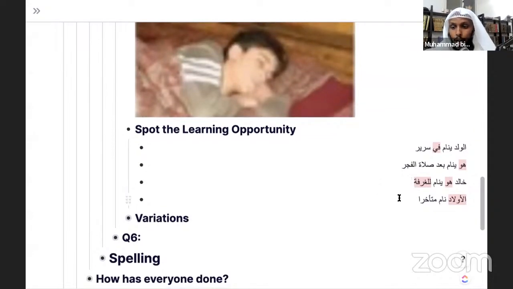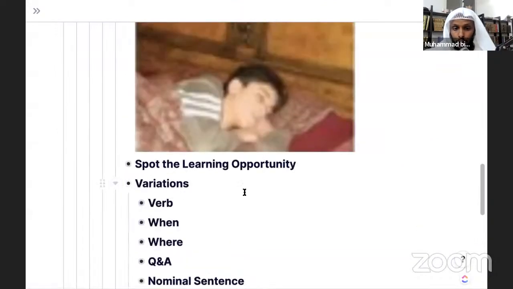And الأولاد نام متأخرا. Now this is wrong. Why is it wrong? Because الأولاد is plural. نام is singular. There's no agreement here. It should have been الأولاد ناموا متأخرا. Okay? If she said, he or she, الولد ينام متأخر would be fine. Or الولد نام متأخرا. نام is obviously past tense. We haven't done that yet. But that's past tense. الولد نام متأخرا. That would have been correct.